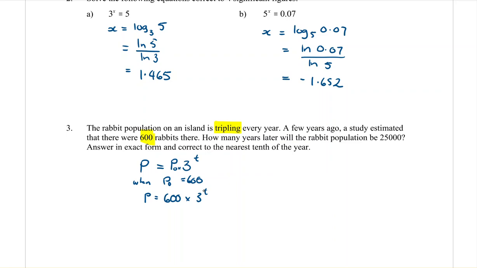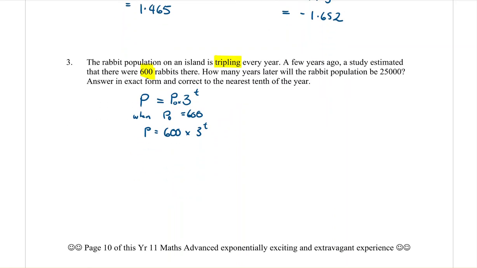Okay, now that equation could be used for any time. If I subbed in the time, it would give me the population of the rabbits. So I can also go in reverse. If I have the population of the rabbits as 25,000, I can go backwards and find out what the T is. Okay, so sub in when population equals 25,000, and I get 25,000 equals 600 times 3 to the power of T.